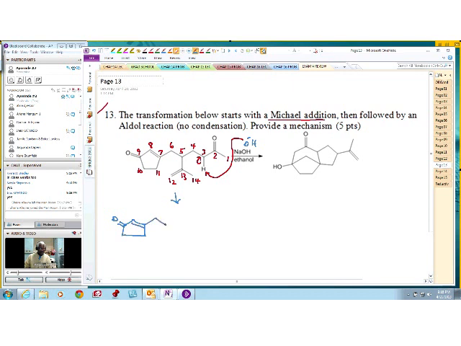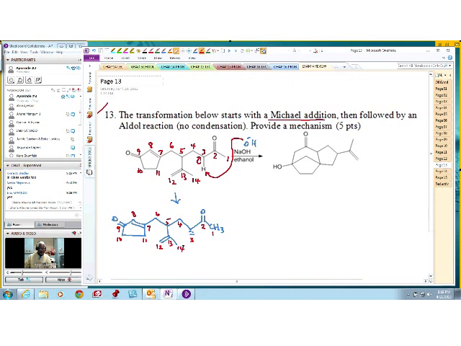We have this, this, this. From that, let me go ahead and number this. 1, 2, 3, 4, 5, 6, 7, 8, 9, 10, 11, 12, 13, and this metal is 14.